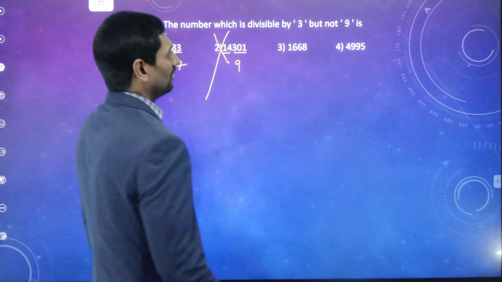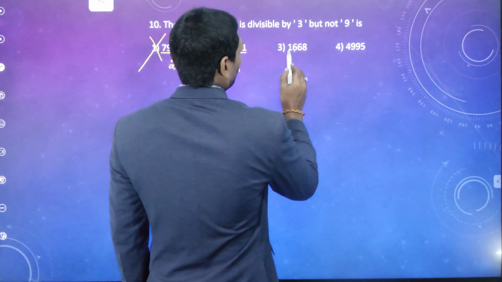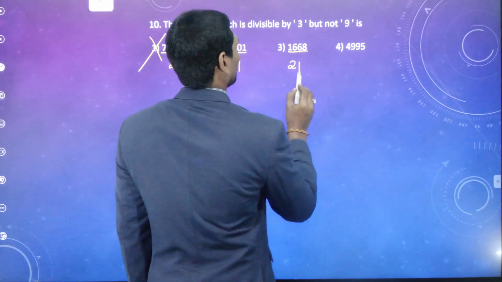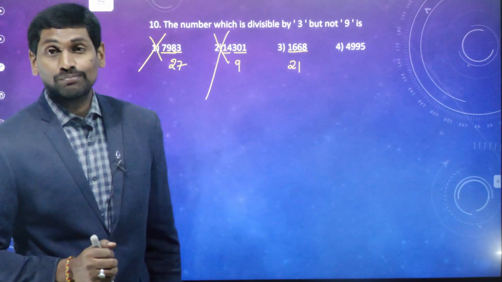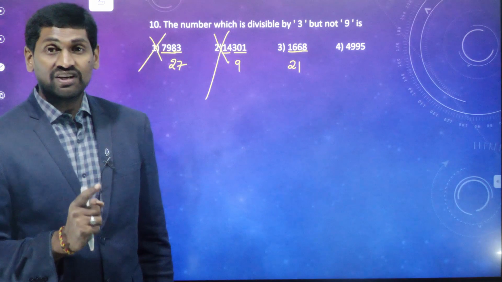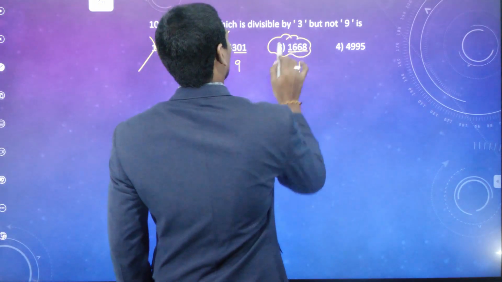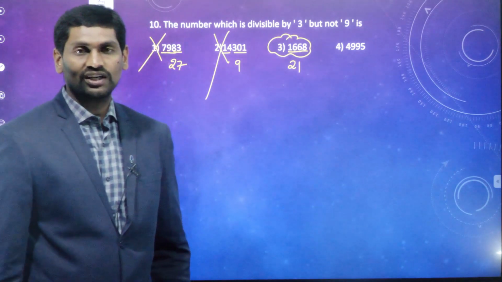Option number 3. So 1 plus 6 is 7. 7 plus 6 is 13, plus 8 is 21. Yes, 21 is a multiple of 3, but 21 is not a multiple of 9. Our required answer will be option number 3.